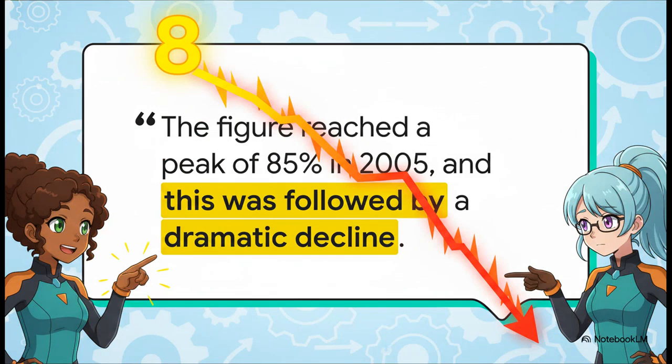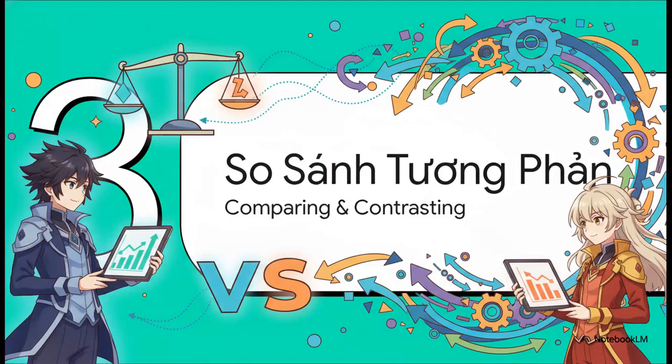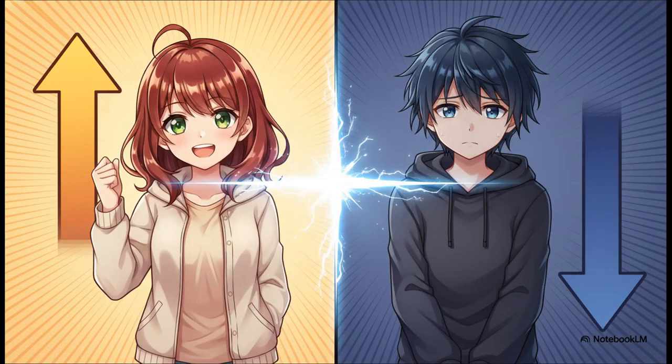And here's how you can use "this was followed by" to connect events. The figure reached a peak of 85% in 2005, and this was followed by a dramatic decline towards the end of the timeline. All right, on to section 3, which is all about comparing and contrasting. These are the phrases you'll need when you're discussing different data sets.